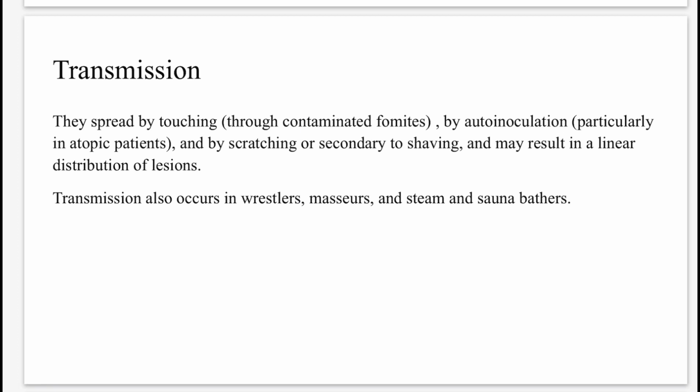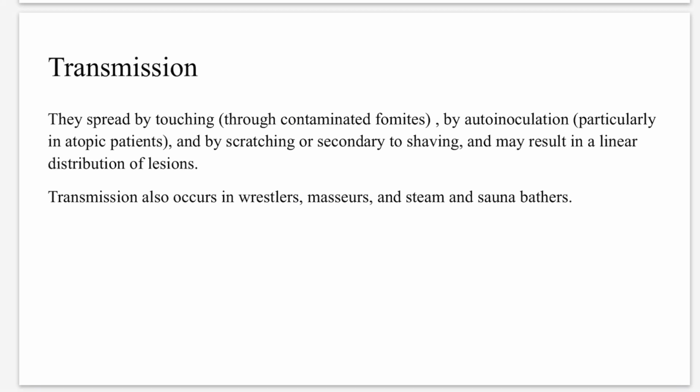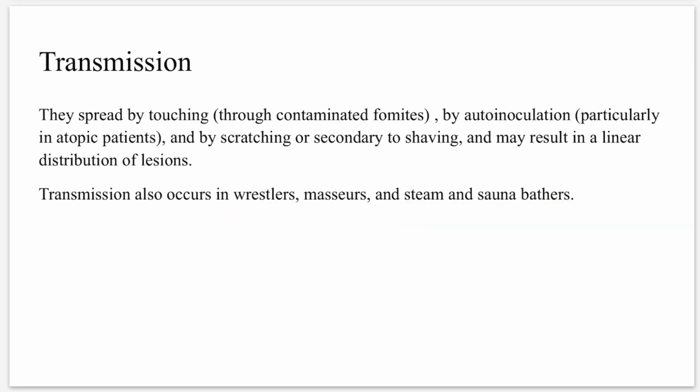How does it get transmitted? It gets transmitted by fomites and by autoinoculation. So if a person has it on the hands, the person can infect himself or herself only by scratching, or it could be secondary to shaving. And transmission is very common in wrestlers, steam and sauna bathers, and people who play contact sports, for example wrestling, football or rugby.